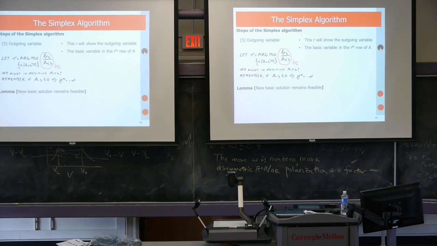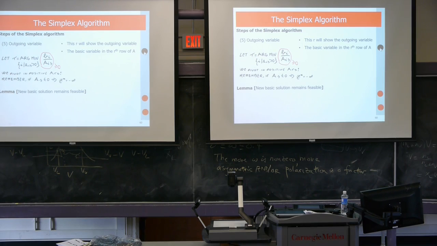Exactly. So there are two things. One is that in the cost factors, we choose negative ones. There might be many negative ones. You can choose any of them. That column will come in. That will be the incoming variable. Not necessarily greedy. You don't need to be greedy there. You can choose any of them.